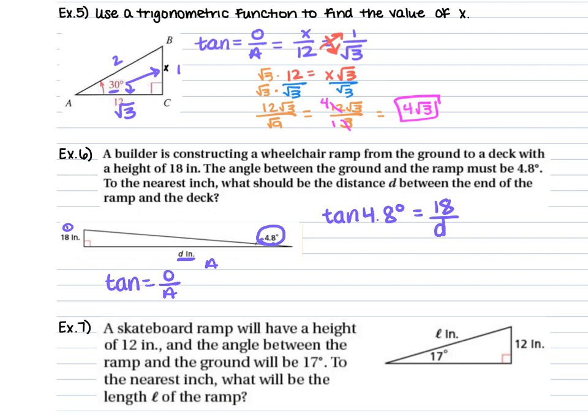So we want to multiply each side by d to get it as a whole number, not a denominator. So this is going to leave us with d times the tangent of 4.8 is equal to 18. To get d by itself, we're going to divide each side by tangent of 4.8.